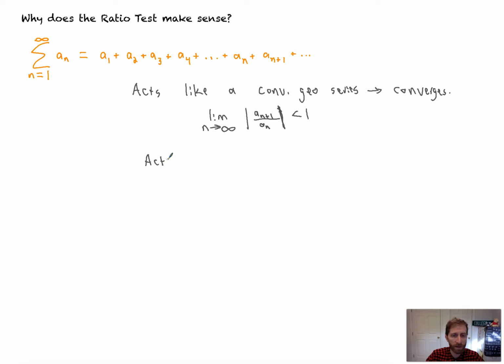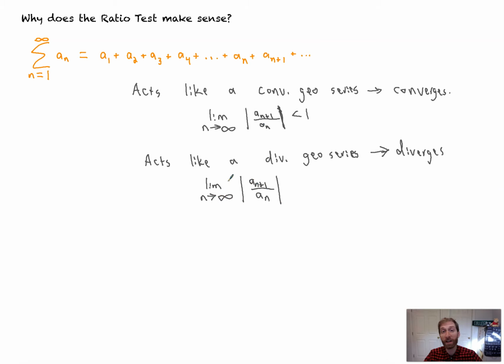If it acts like a diverging geometric series, then our series diverges. Why is that? Well, again, you're looking out to the nth term and you're saying, well, let me take the n plus first term, the very next term, every time, divided by the preceding term. By doing that, you're getting a common ratio as we go out to infinity, and you're saying, oh, if that's greater than 1, then we diverge.